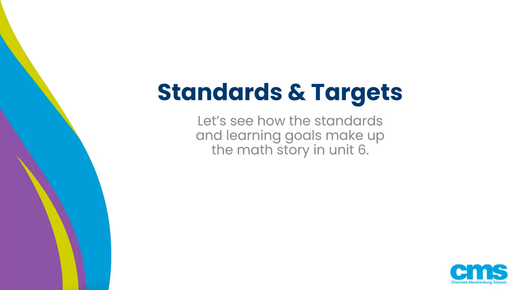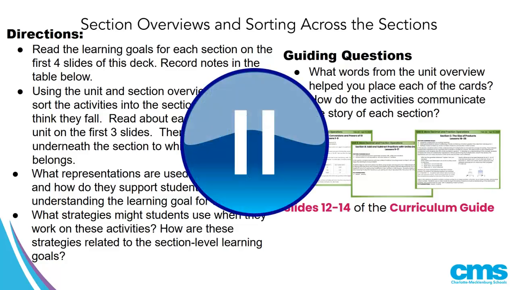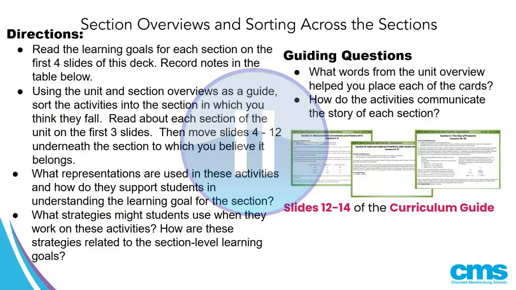Now let's think more specifically about how standards and targets build across the sections of the unit. This unit is separated into 3 sections. Read the section overviews on slides 12 through 14 of the curriculum guide. Then look at the 8 task cards taken from the units on slides 5 through 12. Slide each task to be below the section within which it falls. Talk in your PLC about how you decided which section each task belongs within. How does each task support the goals of the section? Pause the video now and return after completing this sort.